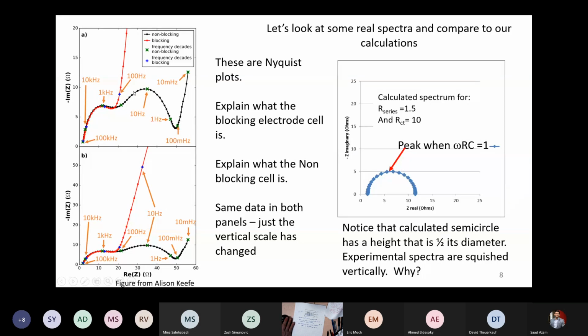The reason I want to show you this graph on the left is to really convince you that the charge transfer part is a semicircle. Experimentally, it's almost a semicircle, a squished semicircle. Okay, any questions?